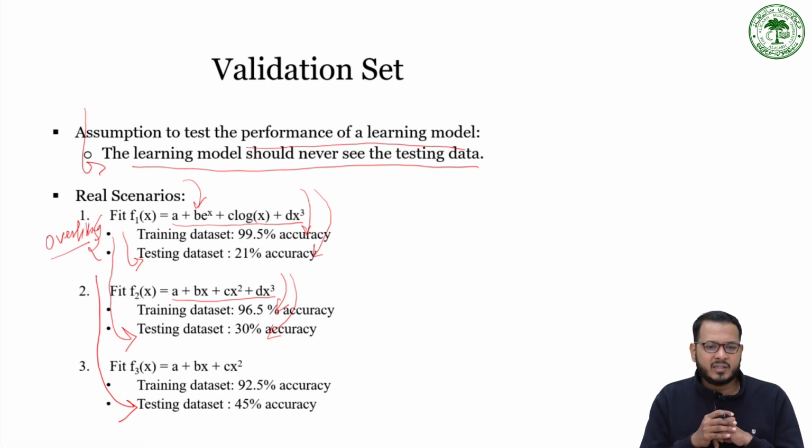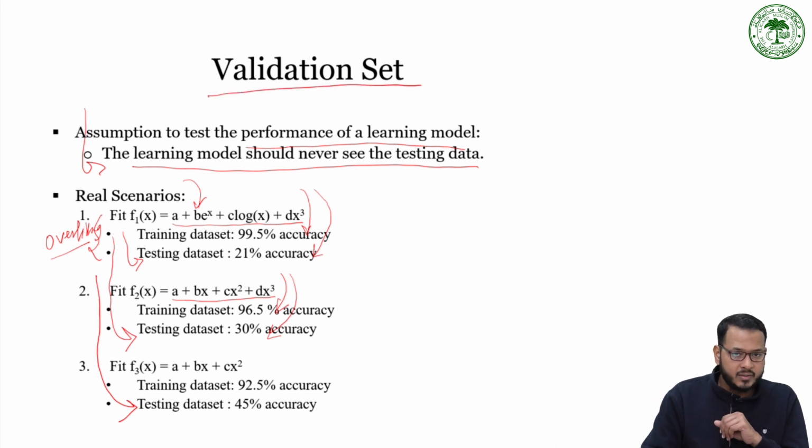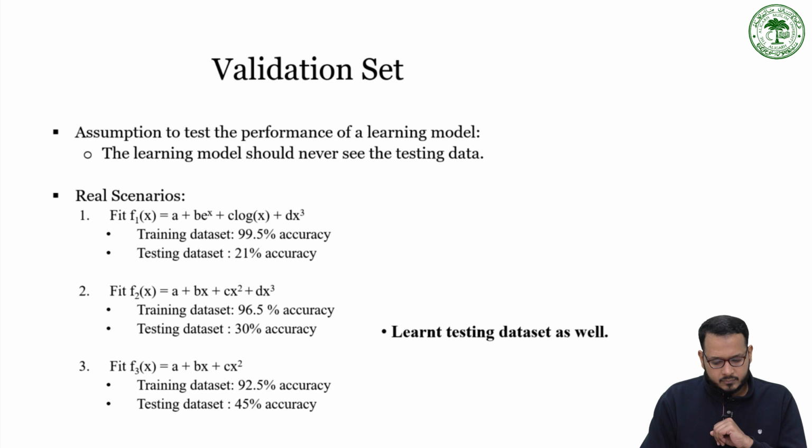So what is happening in this specific case is the model is not only trying to fit the training data set, but it is also trying to fit the testing data set, because our testing data set is exposed to the model again and again. So how can we resolve that? For that, we use the concept of validation set. As a result, the model learned the testing data set as well.